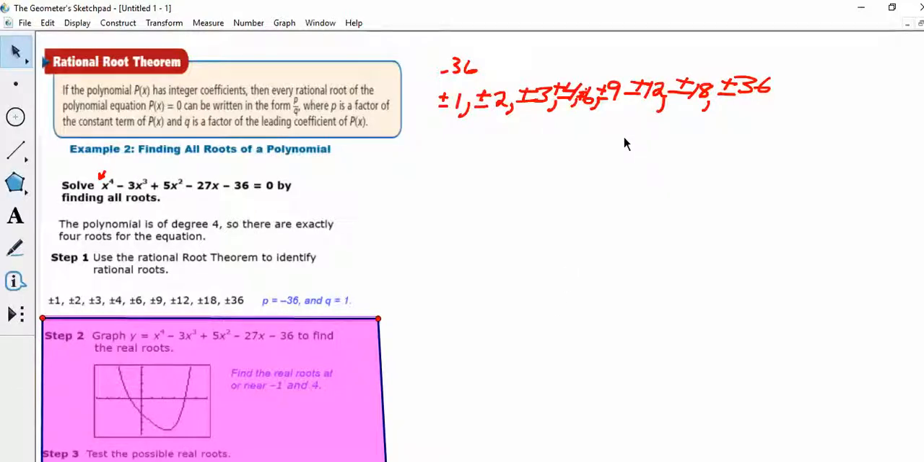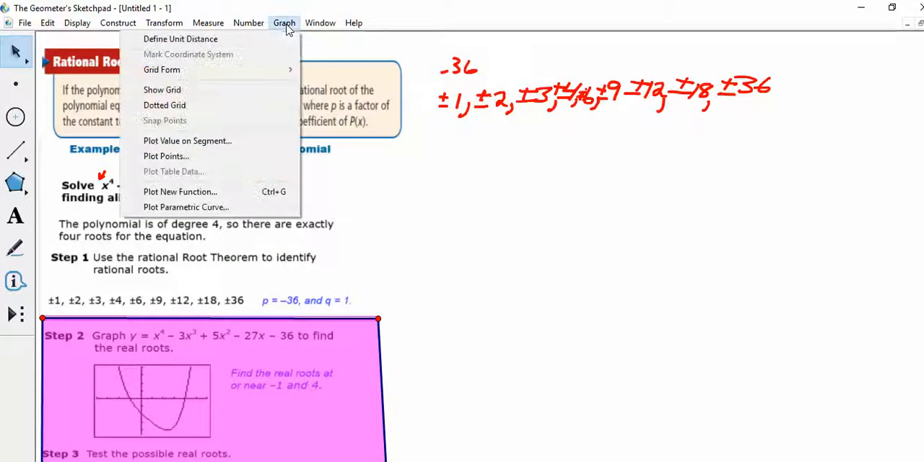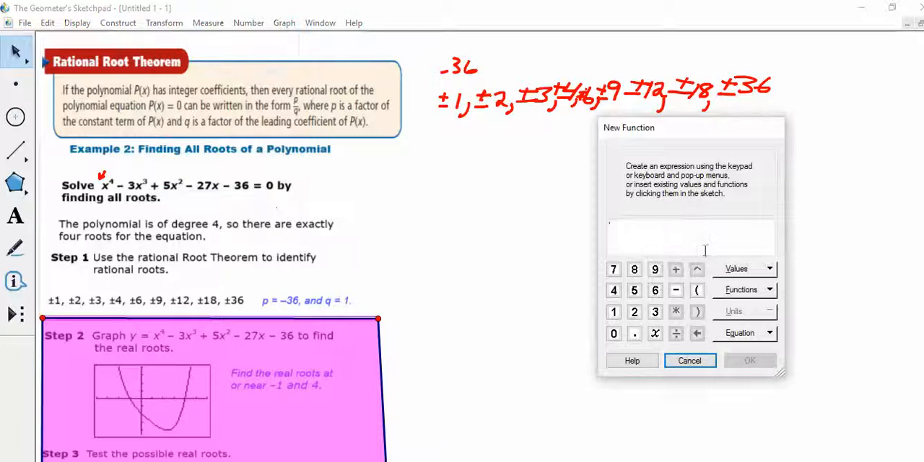Now my next step is I'm going to graph this so that I can see which ones would make the most sense. So on Sketchpad, go to Graph, Plot New Function. You can also do this in your graphing calculator. You don't have to share your graph with me unless you want to, but you do want to graph this to throw out some of these possibilities, because there are so many that it would take forever to check them all. So I want to find the most likely ones here.